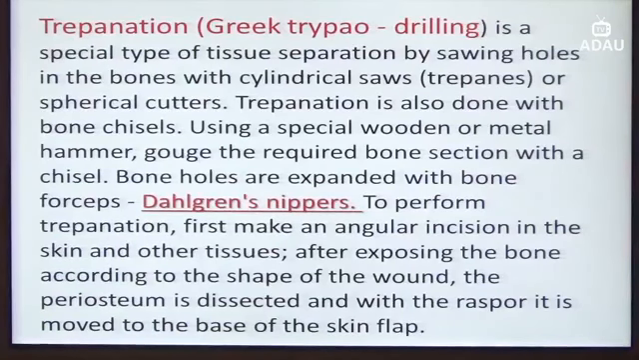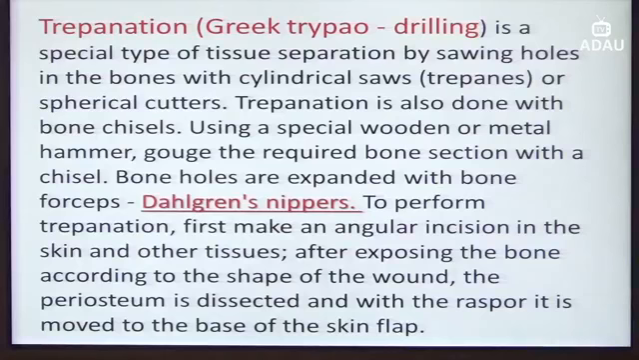Bone tools, we use only on bone tissues, for example in trepanation. During that, we use Dahlgren's nippers, and as I said, arc and wire saws. The periosteum is dissected with the rasp and moved to the base of the skin flap. This is the most important place of this bone operation.